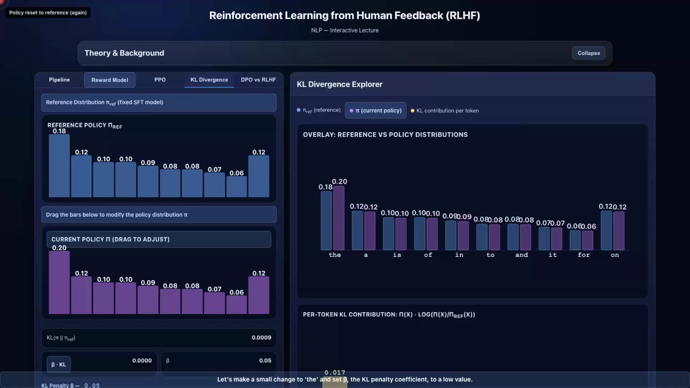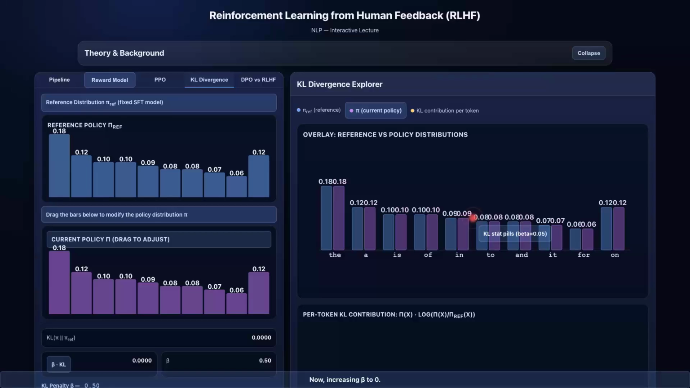Let's make a small change and set beta, the KL penalty coefficient, to a low value. The penalty is barely noticeable, so the model isn't strongly discouraged from this small shift. Now increasing beta to 0.50, the same KL divergence results in a much larger penalty. The model is penalized more for the same difference. At beta equals 1, even this tiny shift incurs a very large penalty. This illustrates how beta amplifies or dampens the effect of KL divergence during training.